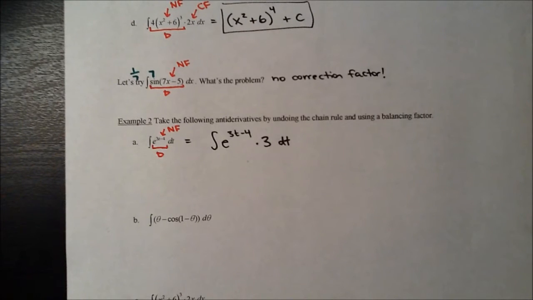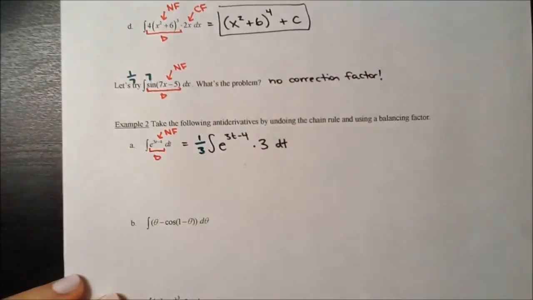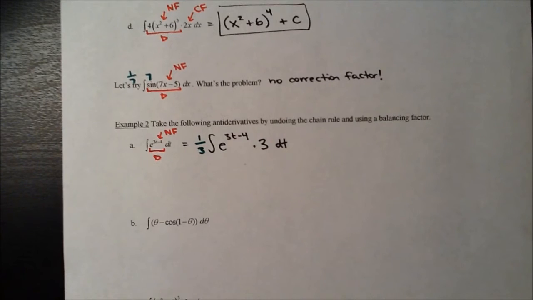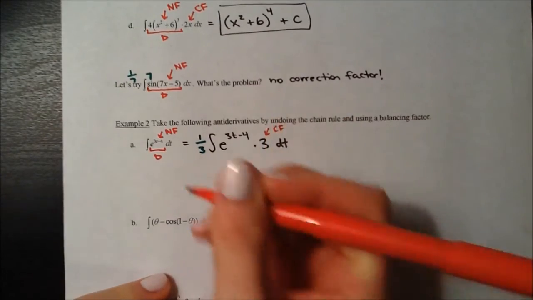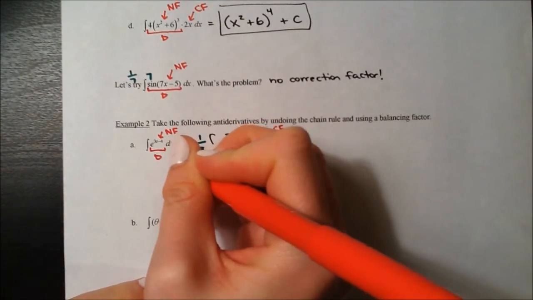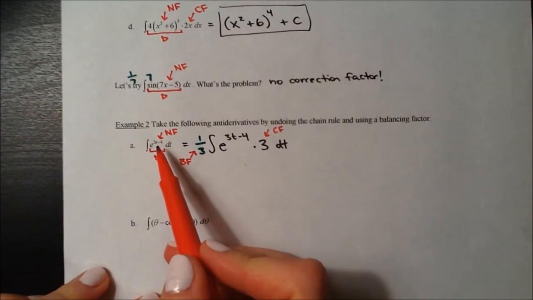But if you multiply by 3, what we can do is balance it out with a 1/3. Okay, so that's why we call that the balancing factor. So we've got our derivative, we've got our nested function, now we have our correction factor, and we're throwing in this new thing that we call the balancing factor. If we were to multiply 1/3 times 3, we'd get 1 and we'd land right back here.